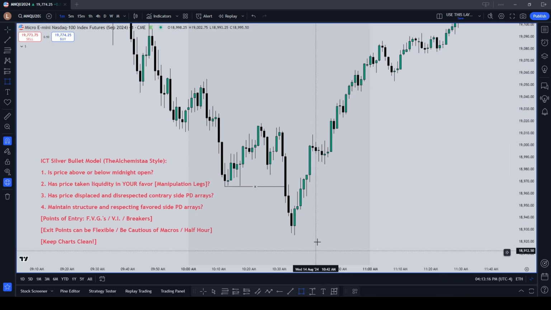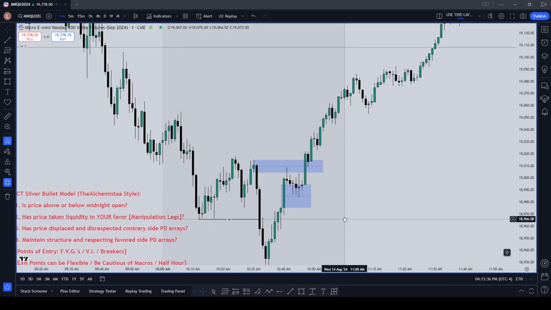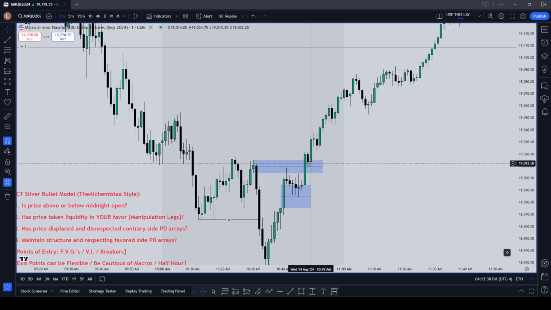Perfect. Now, do we maintain structure and respect favored side PD arrays? If we draw this fair value gap right here, this massive VISI, what happens here? Price trades up and breaks through. Now, in this case, you do have a breaker because you have a low, high, lower low, and then we make the high all the way up here. Your last up close candle is your bullish breaker. What happens right here? Price trades right into it, consequent encroachment, and we trade up.